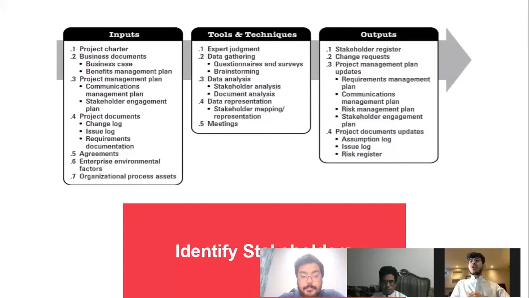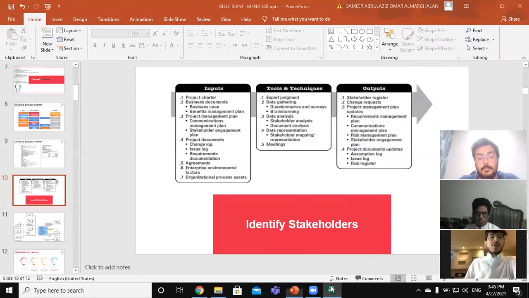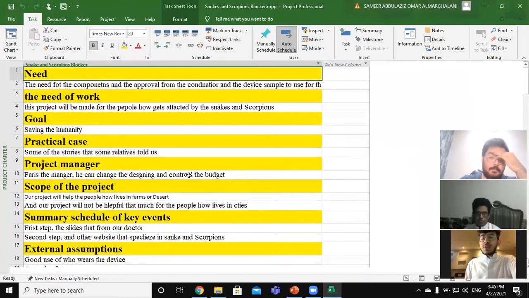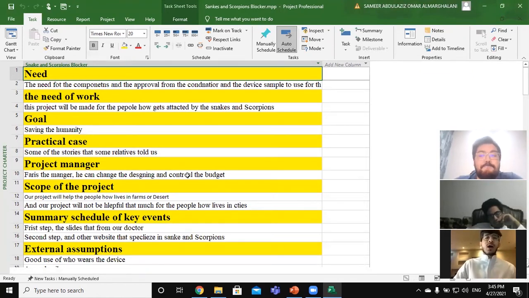Now, please, Samir, go to MS Project to show our friend the project charter in MS Project. Okay. Here, as you see, in MS Project, we have a project charter. As you see on the left, we wrote the project charter about this. And in the title, the name of our project is Snake and Scorpions Blocker.